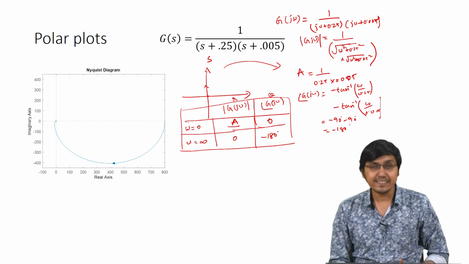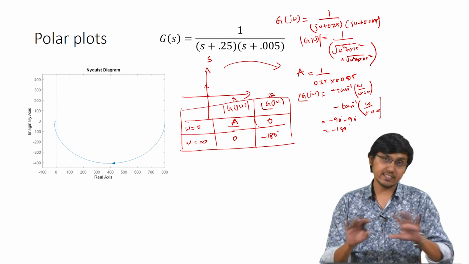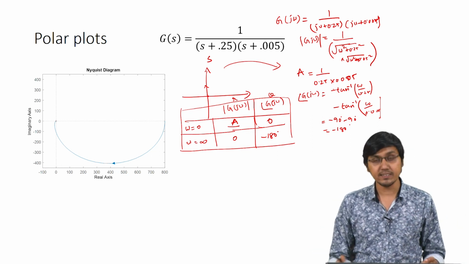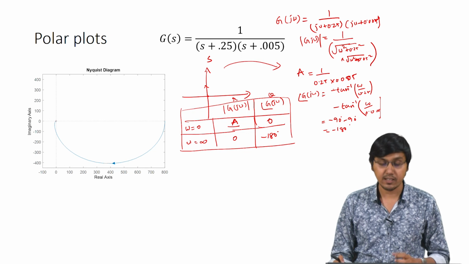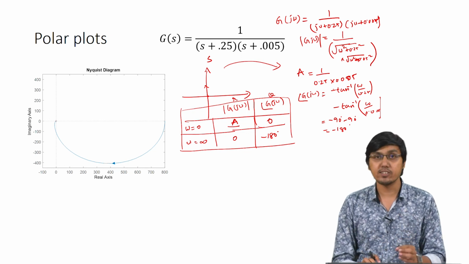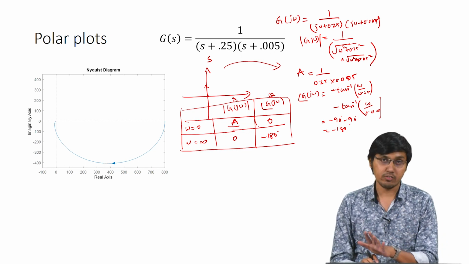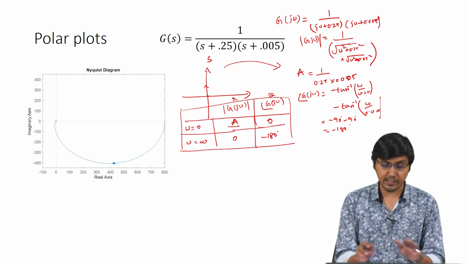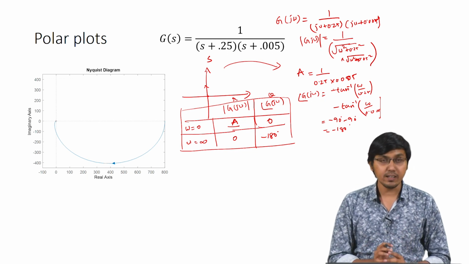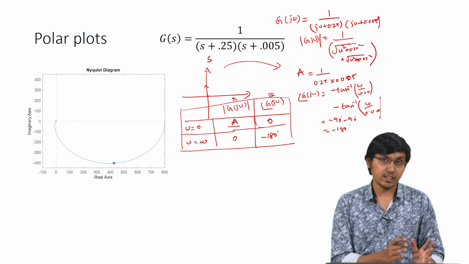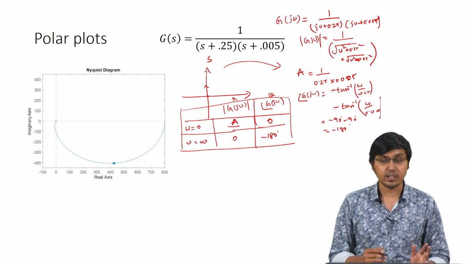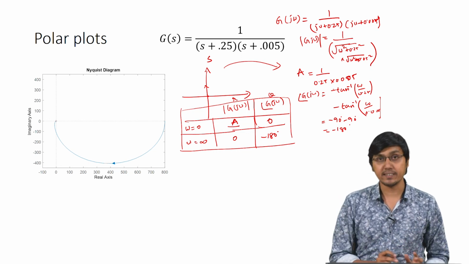So basically what we have done is we have taken the extremes: what happens when the angular frequency is 0, and what happens when the angular frequency is infinity. That is, what are the values of the magnitude and the phase. That is what we have got in this table. And with this table we will try to draw the g of s plane and see how it behaves.